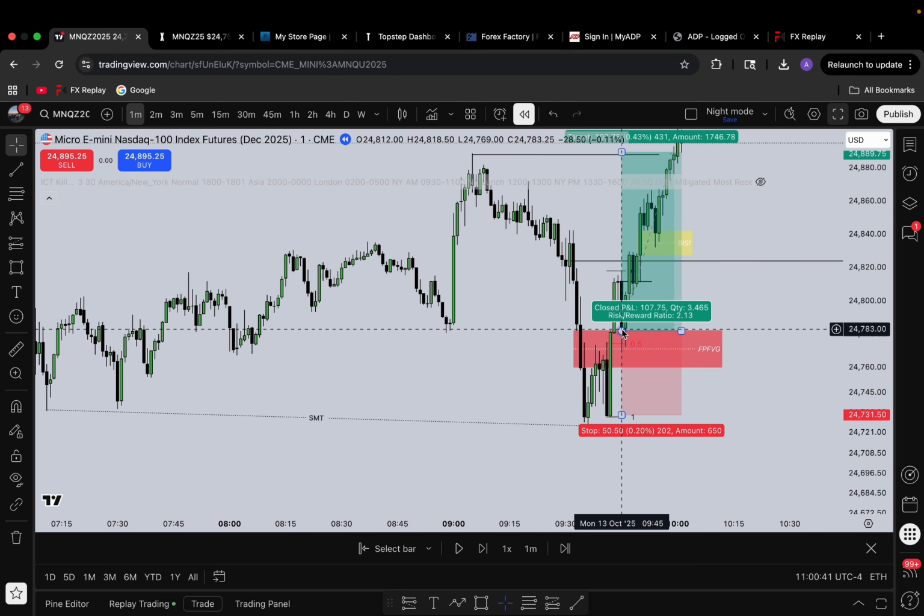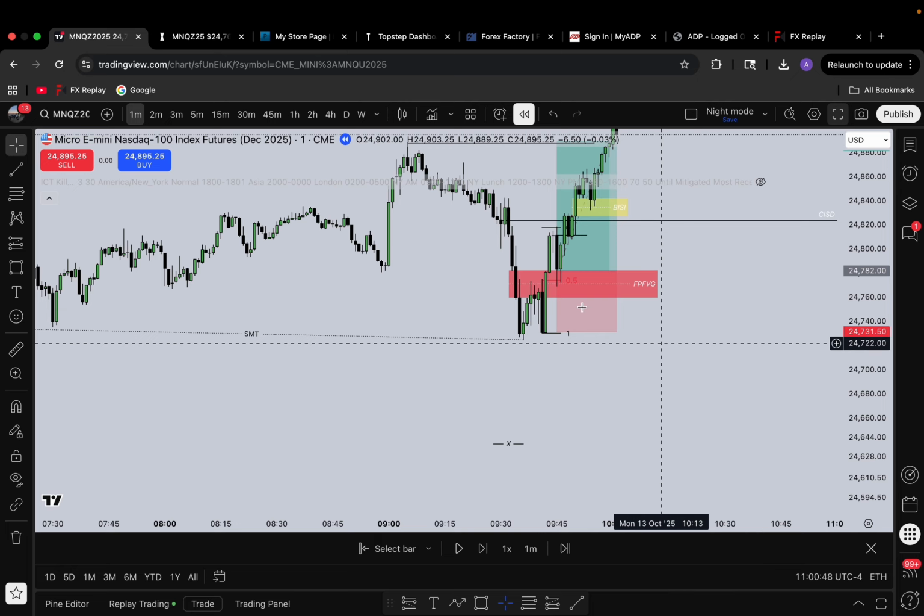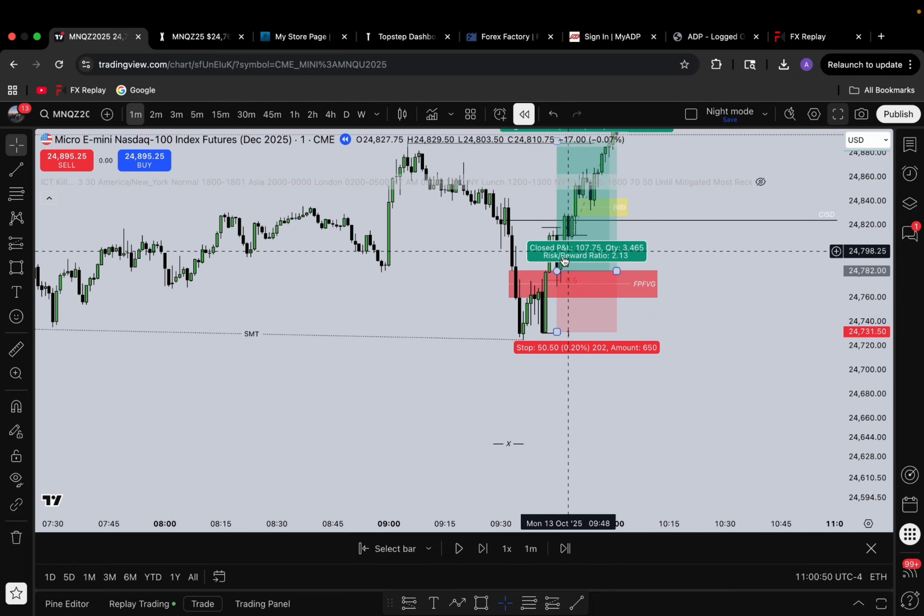We could have very well just tomahawked or mohawked this first presented fair value gap and then completely sold off, right? And that'll give you some context. If we're selling off from this first presented fair value gap, maybe I wasn't able to catch the short here, right?